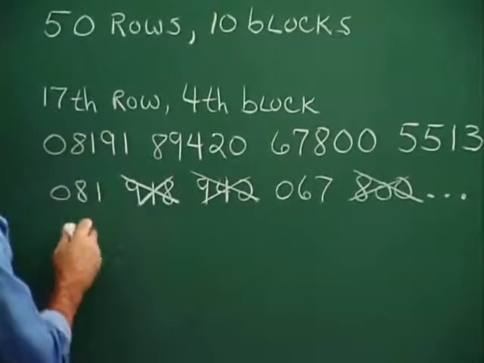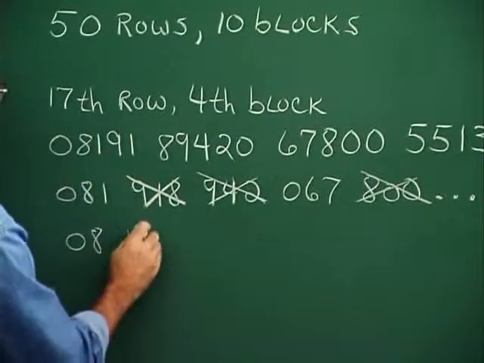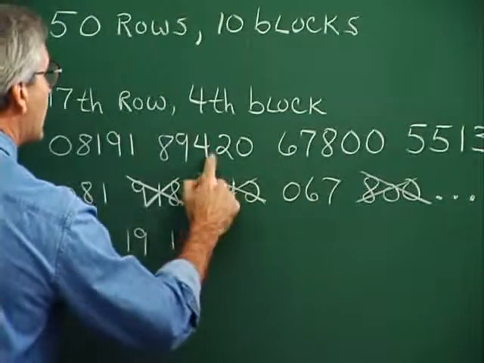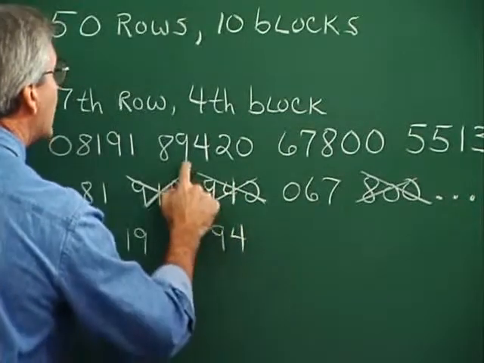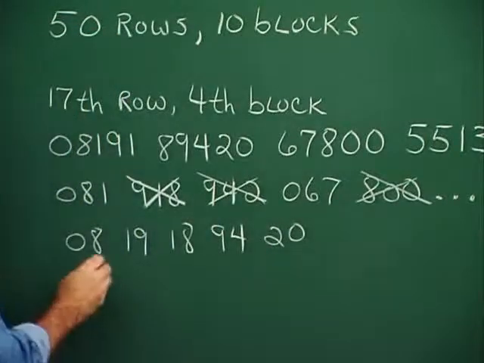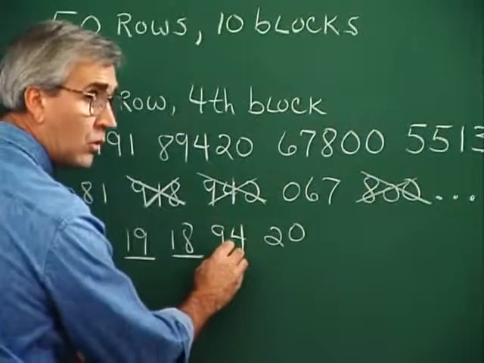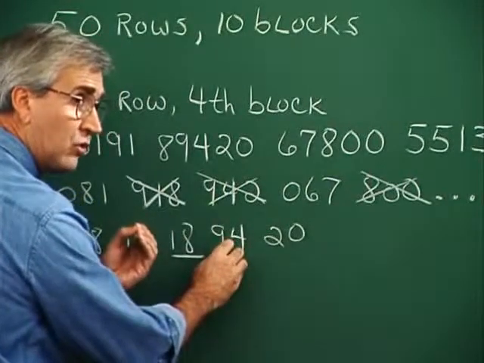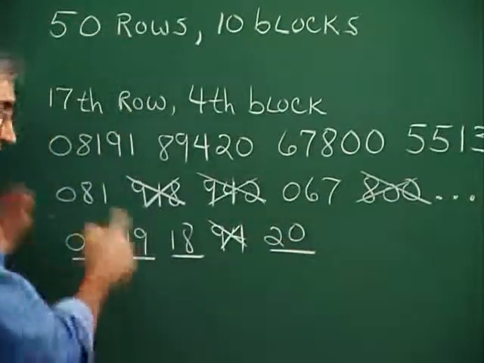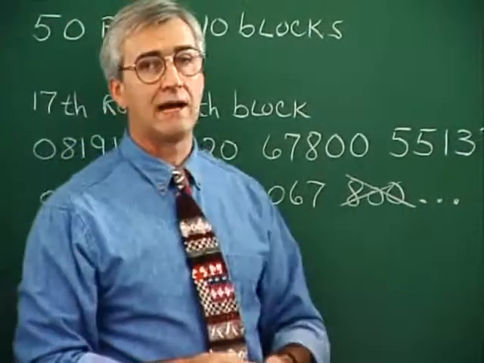presumably write these in groups of 2 digits. So it would be 08, and then 19, and then 18, and then 94, and then 20, and so on. And now items 8, 19, 18, 94, oh, 94 is not within that group of 1 through 80, so we eliminate that. 20, you see, and so on. We continue that process until we have the 15 that we're after.